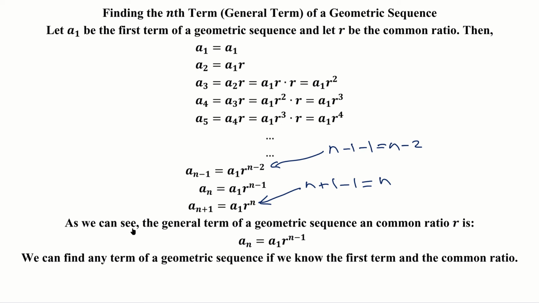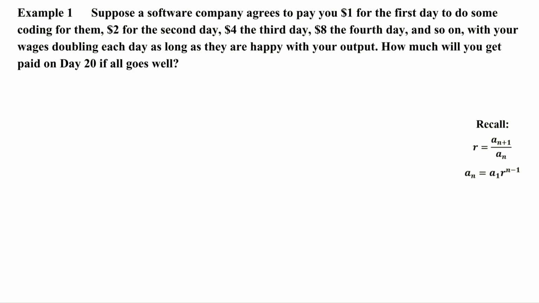So that's where those two terms come from. As we can see, the general term of the geometric sequence with a common ratio r is going to be an equals a1 r to the n minus 1. We can find any term of a geometric sequence if we know the first term and the common ratio. So this formula here will be the second member of the toolbox we're going to need to handle problems related to geometric sequences. All right, here's an example to look at.